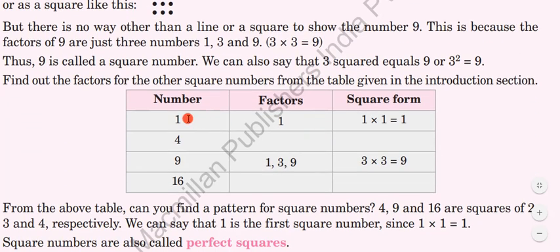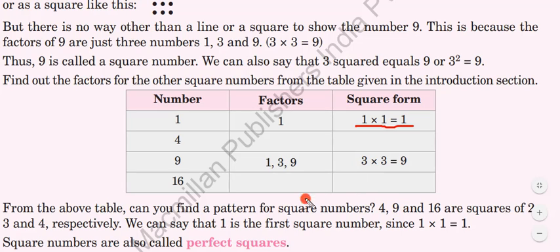Now let us see the numbers and their factors. We will come to know that the number 1 is 1 itself, so in square form you write 1 into 1. That means 1. The number 4, the factors are what? 1, 2 and 4, and the square form will be 2 into 2. For the number 9, they have written 1, 3 and 9, and definitely the square form is 3 into 3. 16 can be written as 1, 2, 4, 8 and 16, and definitely it will be written as 4 into 4, in the form of a square.